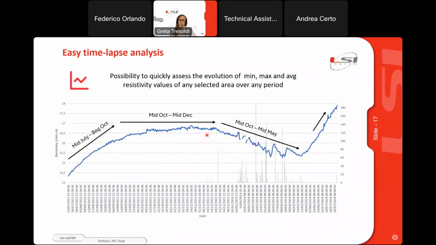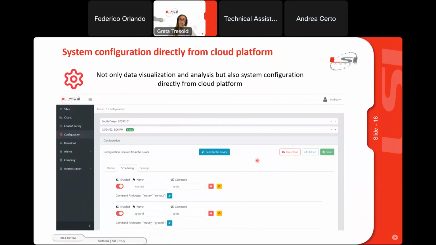What you can do is to compare the data with rainfall data, for example, or with piezometric data. The configuration of the system can be done directly from the cloud platform, so you don't need to go on site to configure the device, to change the frequency, to change the parameter. You can change everything from the platform, and then you can send it to the device.